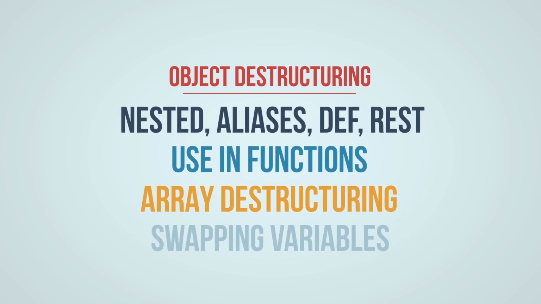So in this video, we looked at object destructuring and array destructuring. We looked at different features within object destructuring, which are nested objects, aliases, default values, and the rest operator. We also saw the use of destructuring in functions, and we saw a particular use case of array destructuring, which was swapping variables.